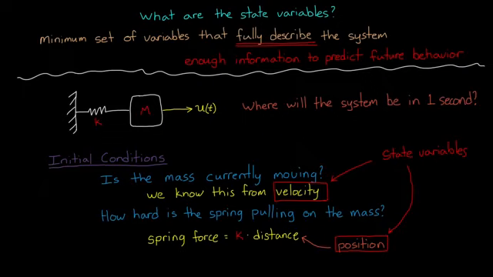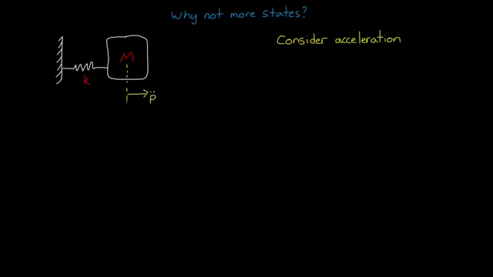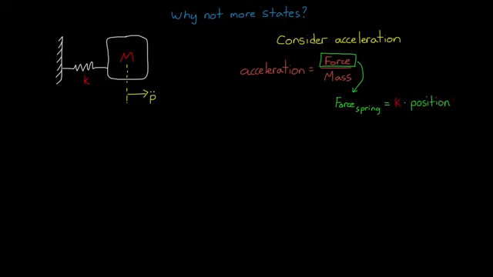So a natural question now might be, why not more states? Why not 3? Well, to answer that, let's consider acceleration. It's a variable since it's changing along with position and velocity. However, we don't need to know acceleration to fully describe the system. Acceleration is a result of force acting on a mass, and force in this case is a byproduct of the position of the mass. Therefore, we get acceleration through position, and adding acceleration to your list of state variables is just extra information.